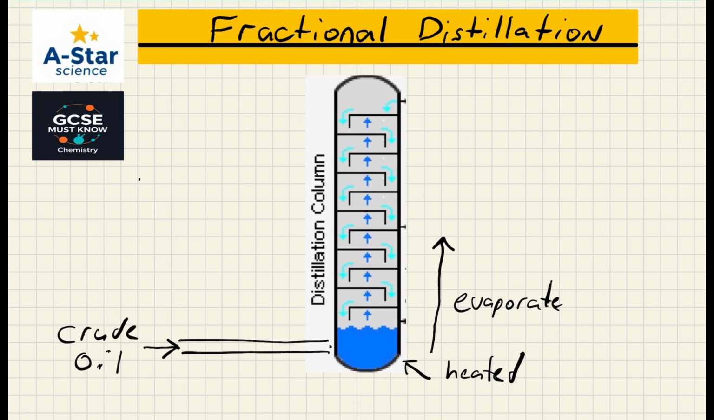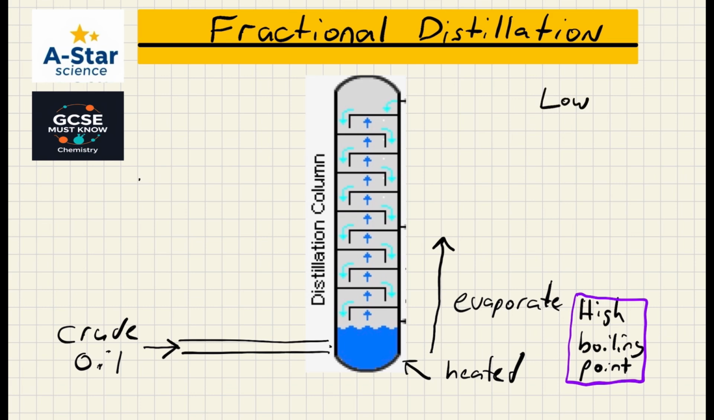Those with the highest boiling points will stay at the bottom of the column because they take a lot more heat in order to evaporate. So they tend to stay at the bottom of the column. But those with low boiling points will make it to the top of the fractional distillation column.